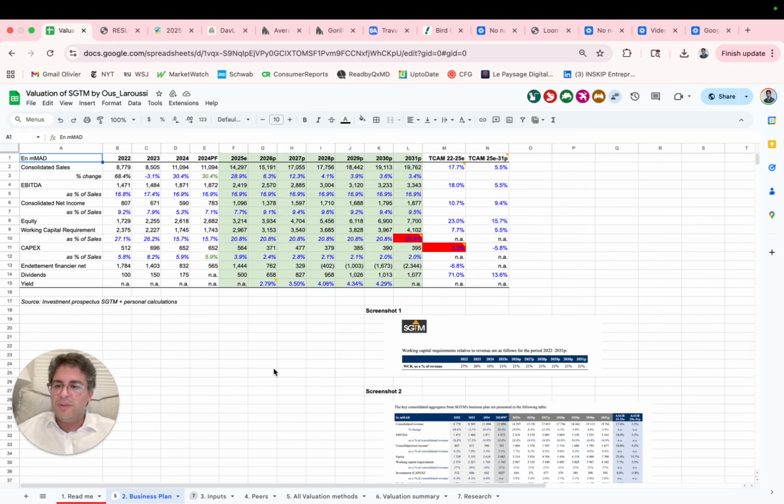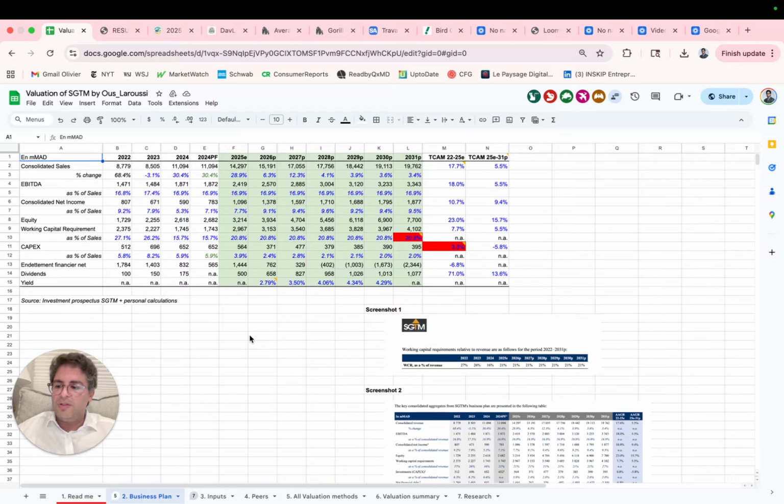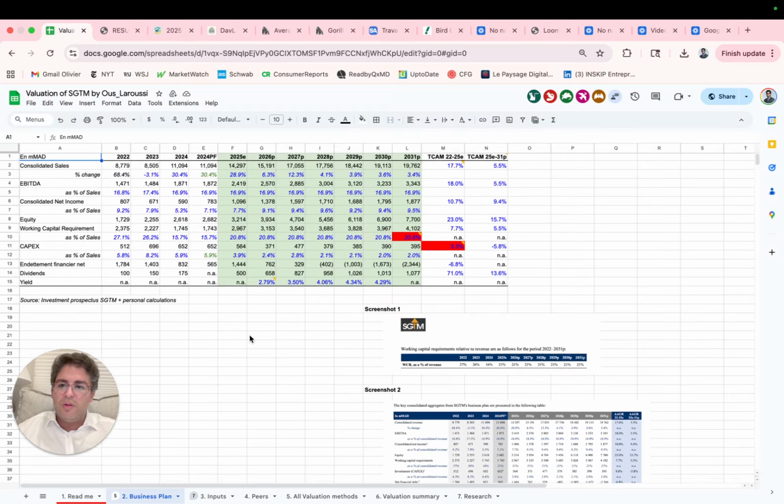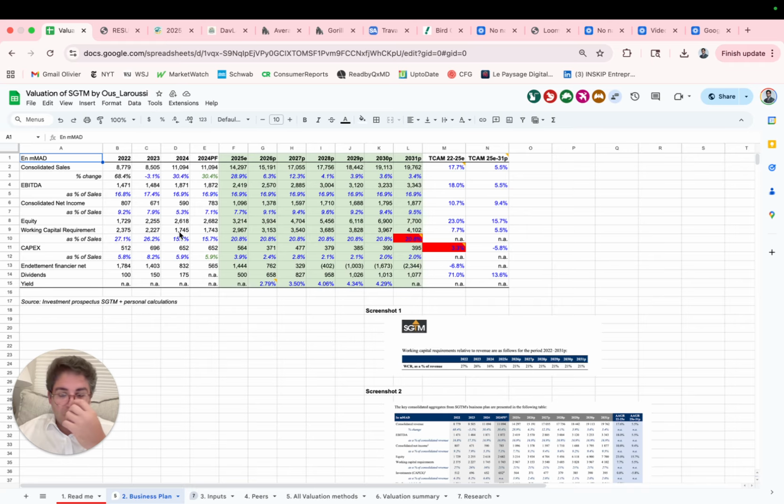Okay, so let's move to the business plan. As you can see here, you have a business plan that goes from 2025 to 2031, which is exactly the same one that was used in the note d'information, or the investment prospectus. So my source here is the investment prospectus. I'm not going to go into the details of their assumptions in revenue growth, margins, capital expenditure, and working capital. You can see that here.